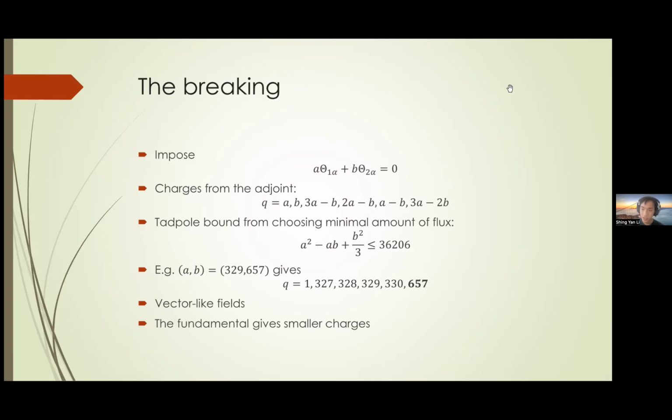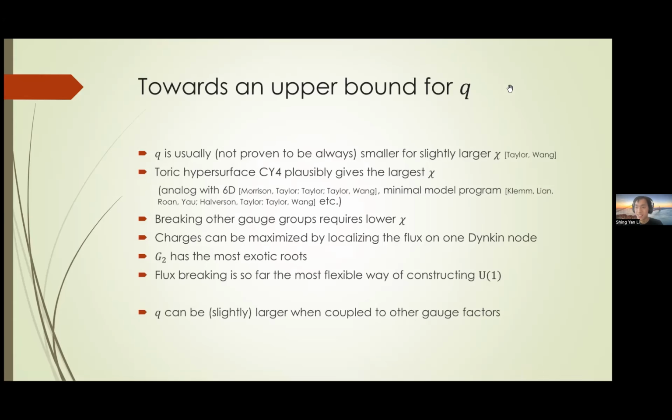Now, we are focusing on the adjoints only, but we briefly mention that the G2 fundamental will give smaller charges than that. Now, is this really the best that we can do? We believe the answer is yes, but we have not rigorously proven that. We are giving heuristic arguments for that.